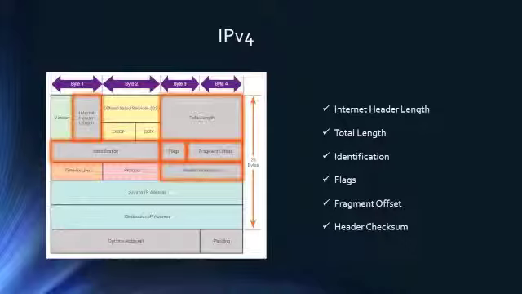Other fields used to identify and validate the packet include Internet header length. Contains a 4-bit binary value identifying the number of 32-bit words in the header. These values vary because of the option and padding fields. Total length. This 16 bits value defines the entire packet size, including header and data in bytes. Header checksum. It's a 16-bit value used for error checking.